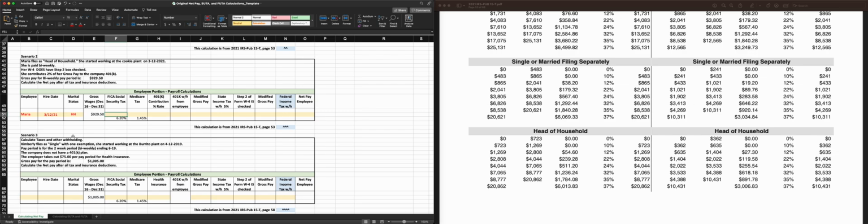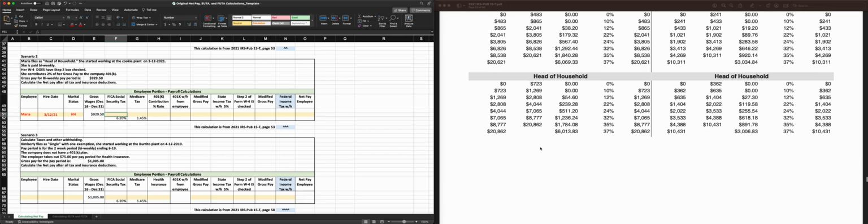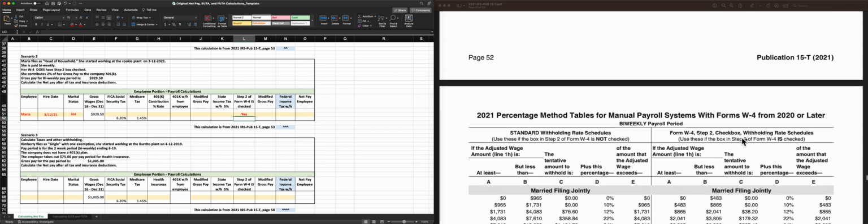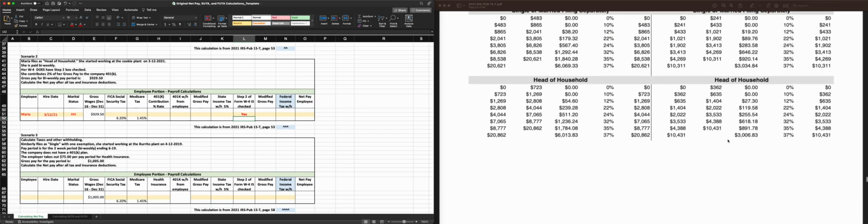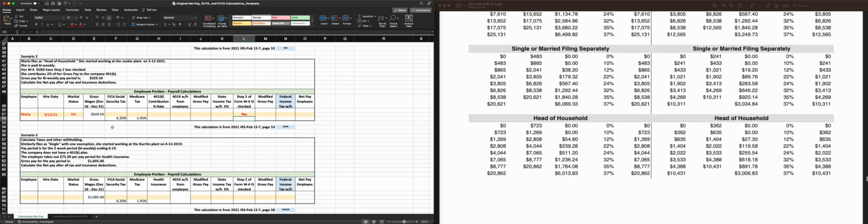She started working at a cookie plant 3/12. She is paid bi-weekly. So again, head of household here. Her W-4 does have step 2 checked. So this says yes. That means we're over here on the right-hand side. She does. We're using page 53 to be sure, and she's a head of household.